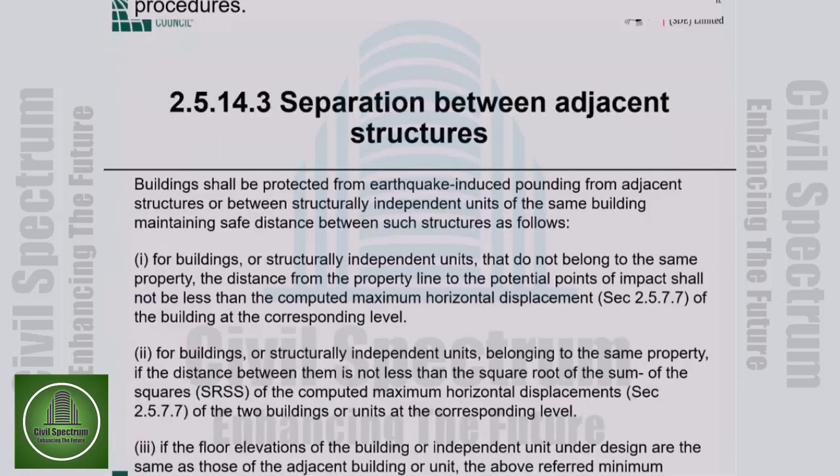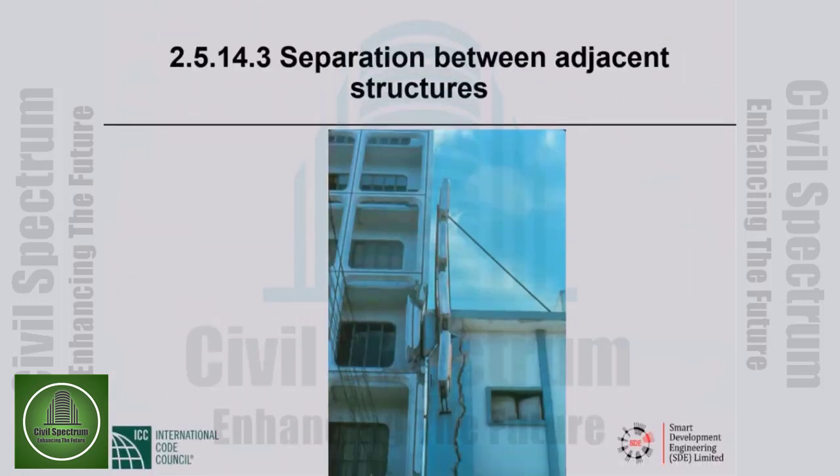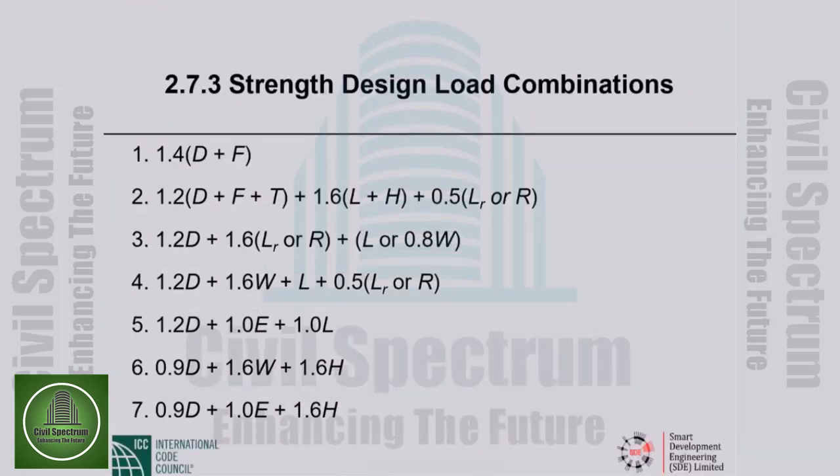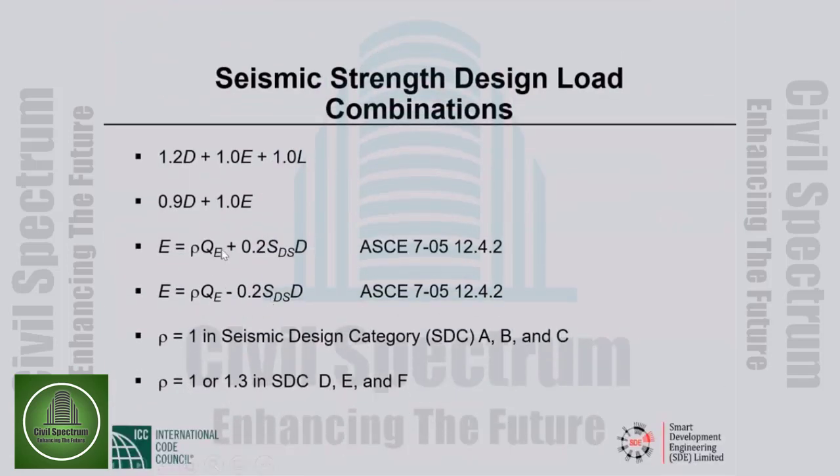So ASCE 7 tells us the horizontal earthquake effect E sub H is the Q sub E as computed multiplied by the redundancy factor rho that we talked about a minute ago. Rho, as I said, is 1 for seismic design categories A, B, and C in ASCE 7, except in Bangladesh, we do not have A. Rho is 1 or 1.3, depending upon what you have in your structure by way of seismic force resisting systems in seismic design categories D, E, and F, except E and F do not exist in Bangladesh.